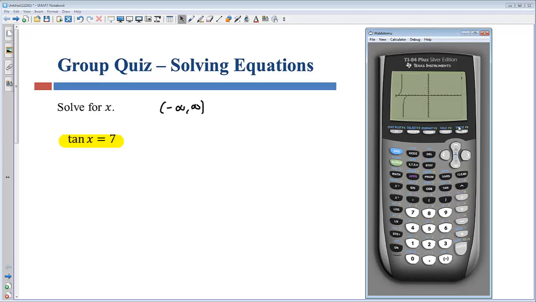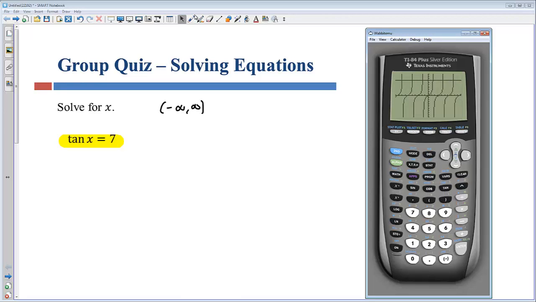So if we graph that, there's the graph of tan of x, which is a pretty good graph of what tan of x looks like. And then you're going to see 7 go across there. What you want to notice is that that 7 hits tan of x 1, 2, 3, 4, 5, 6 times on the screen, and it's going to go on forever. So we need to find all those solutions.